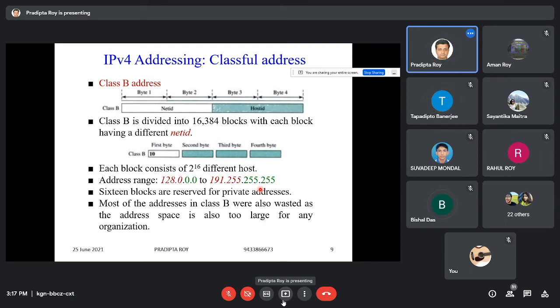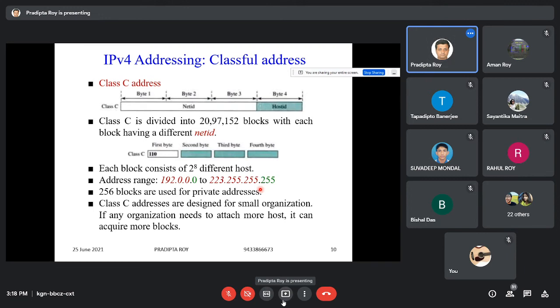Yes, sir. তাহলে আমি ক্লাস সি তে যাচ্ছি। কেন ক্লাস সি তে যাচ্ছি? বিকজ হিয়ার অলসো lots of class B addresses are wasted because there are very few organizations those require that amount of nodes in a particular network. So in class C address, 3 bytes or first 3 octets are allocated for net ID, and only the last octet is allocated for host ID.